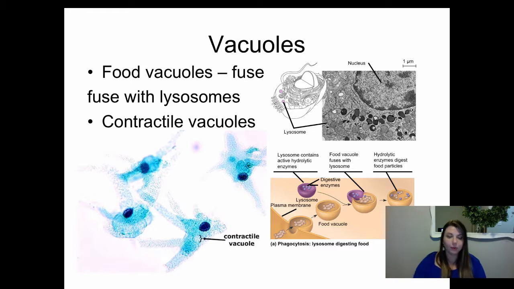Vacuoles will actually fuse with these lysosomes, and that is to help feed the cell. The cell needs things that come from outside of the cell, which you can see happening here. This would be a great example of phagocytosis. These lysosomes will bind to this food vacuole, and will have enzymes that break down these food particles.